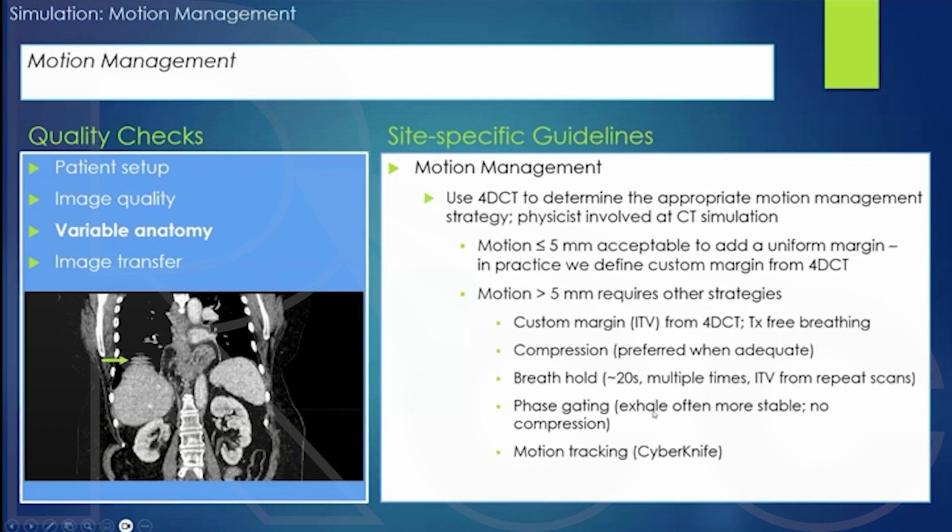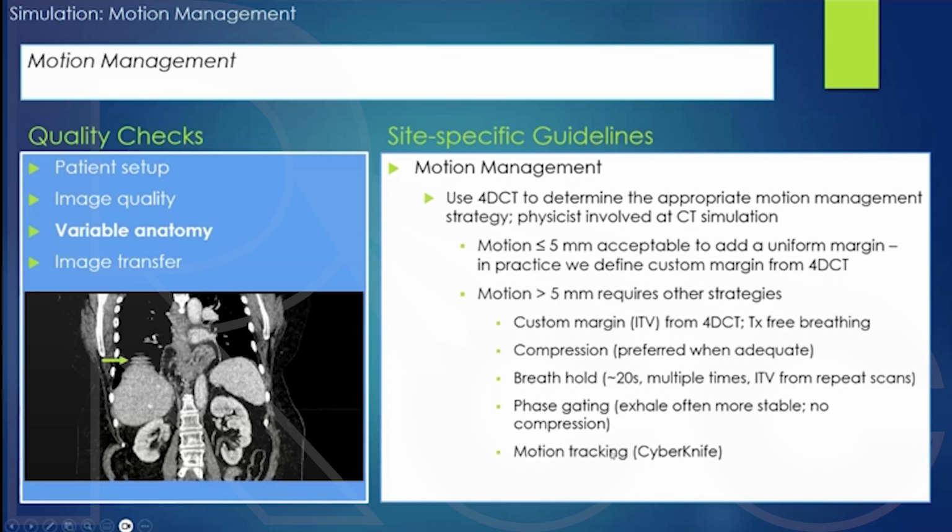Phase-gated treatments are also an option. The exhale phases tend to be more stable, so that is the valley in the cycle. And in practice, this would be performed without compression, at least on a Varian machine, in order to have sufficient amplitude of the marker block to enable gating during treatment.